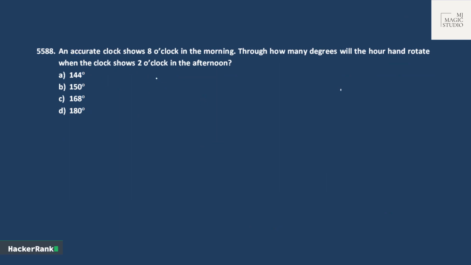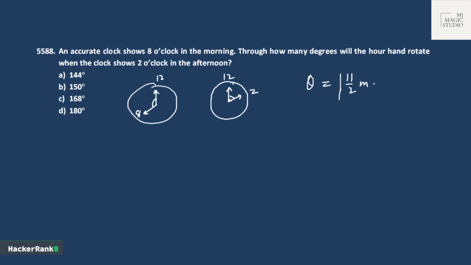An accurate clock shows 8 o'clock in the morning. Through how many degrees will the hour hand rotate when the clock shows 2 o'clock in the afternoon? The minute hand is at the same point, so we can go via the long process and then we can understand it. How to find this? The formula is 11 by 2 m minus 30 h.